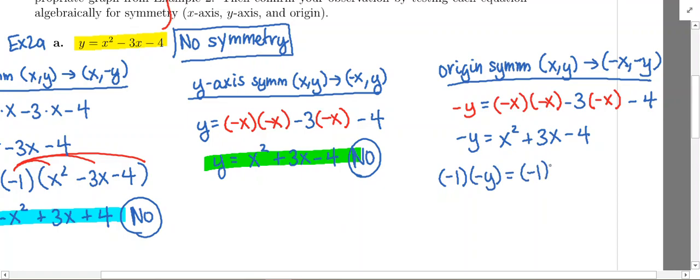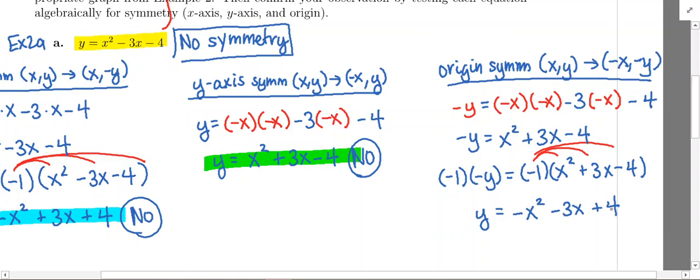Whatever you do to one side, you have to do to the other. On the left side here, negative 1 times negative y is going to be positive y. And then on the right side, you have to distribute this negative throughout the parentheses. Distributing the negative through the parentheses is basically going to change the sign of each piece. So we're going to end up with negative x squared minus 3x plus 4. Now we have y equals and y equals.